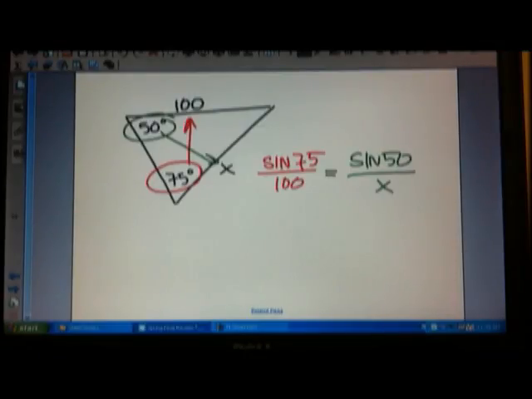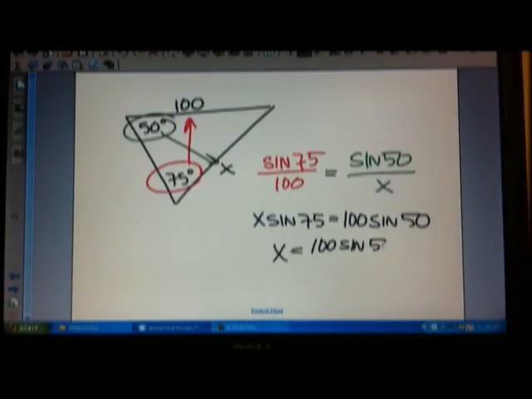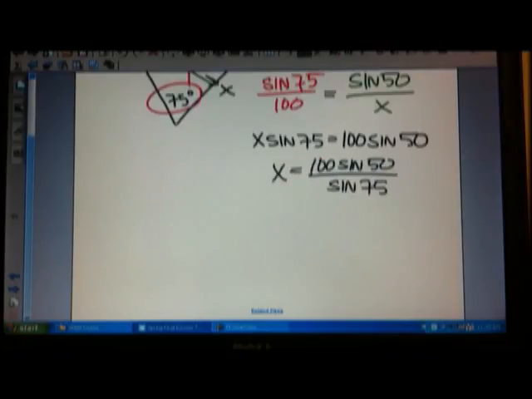So if I cross multiply here, I will get x sine 75 is equal to 100 sine 50. So x is going to be 100 sine 50 divided by sine 75. And when you multiply those out, x comes out to be 79.31.